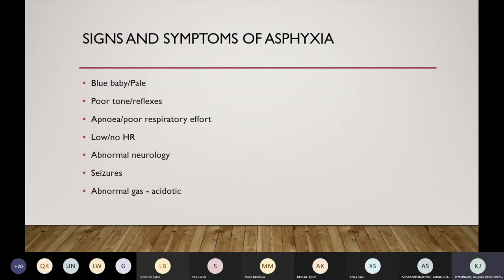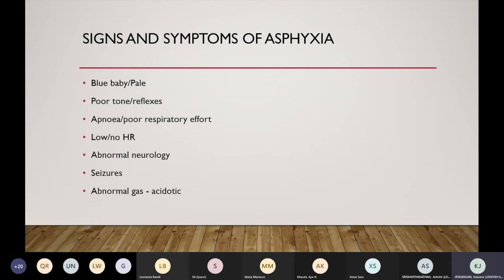blue or completely pale. Usually has poor tone, i.e. if you lift up the baby's hand, it just drops to the floor with no gravity effect. And reflexes, so the most common reflexes that we look for in a baby that's born are the Moro reflex and the sucking reflex, and they might not be present. You might see that the baby is actually not breathing at all, or just gasping.